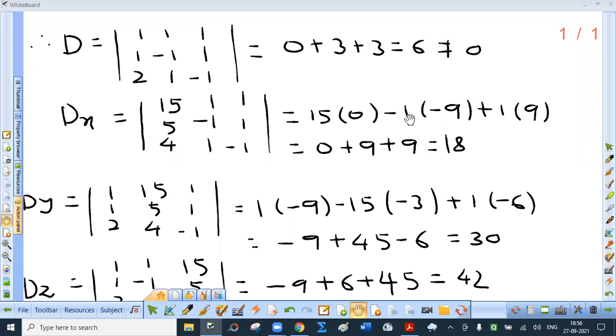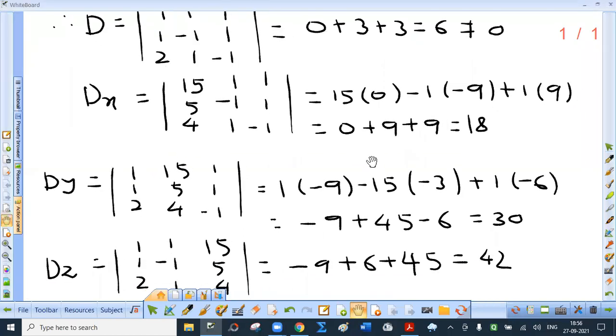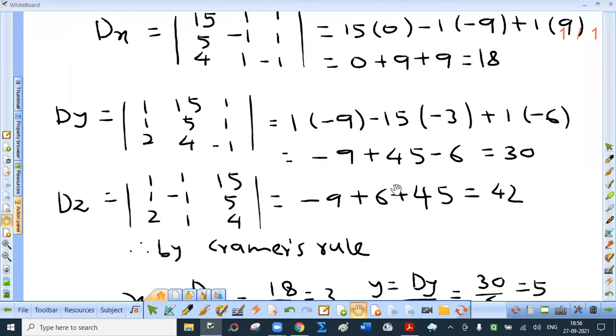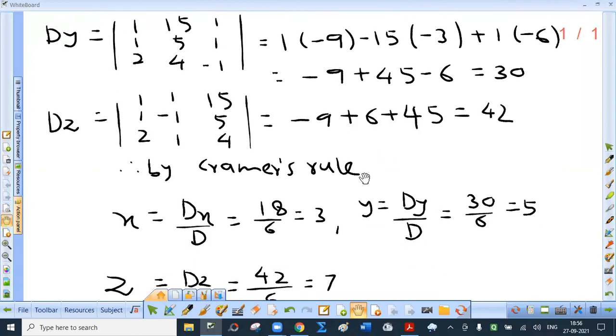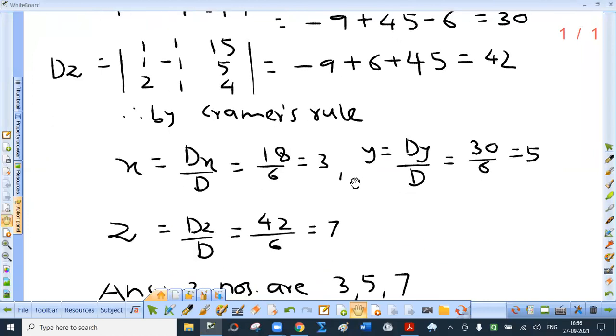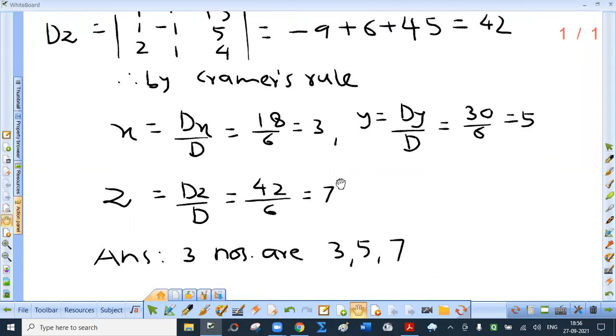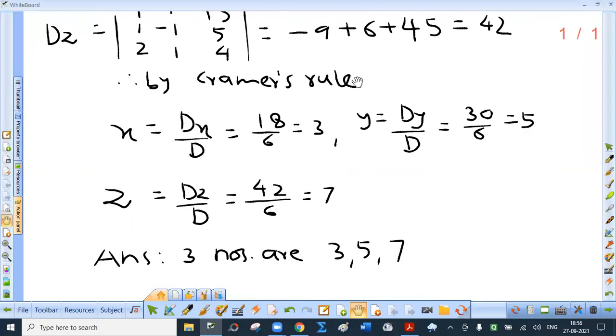So D comes out to be 6, not equal to 0. Dx is 18, Dy is 30, and what is Dz? 42. So by Cramer's rule, x, y, z are 3, 5, and 7. See, while writing the final answer, don't say x is 3, y is 5, z is 7, because we have taken the numbers as x, y, z, right? So we have to say that the three numbers are 3, 5, 7, and in this order only.